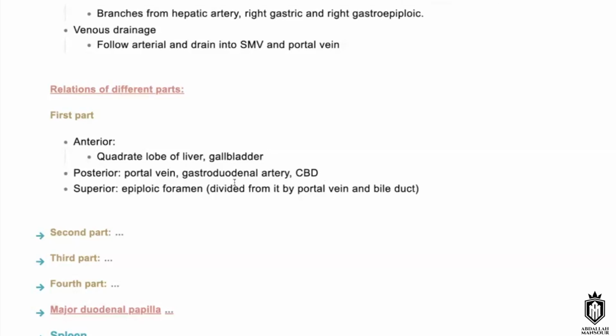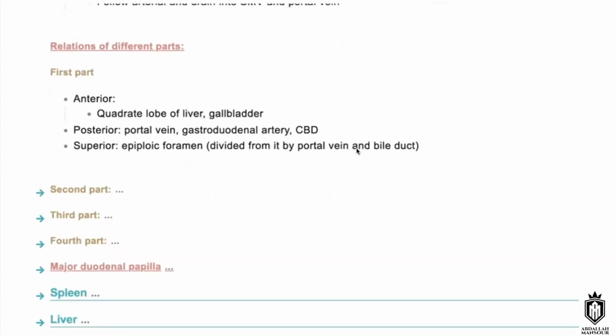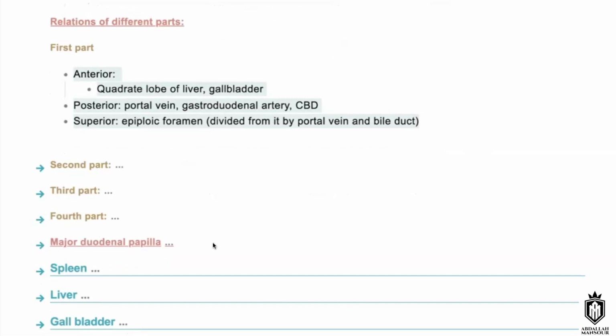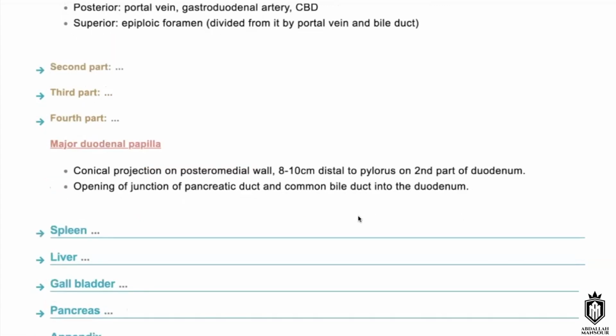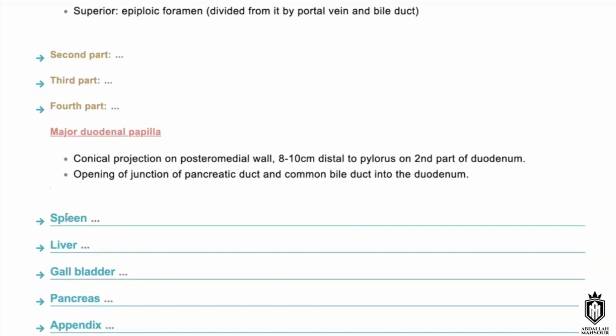All right. The superior relation obviously is very important because you do have the epiploic foramen, which is the entrance to the lesser sac, and that's an important question that will come later on. That's why I like to always ask the first part of the duodenum, because this is the main area. Okay, there is something called the major duodenal papilla, and this is basically where the major pancreatic duct enters the duodenum in the second part of the duodenum, sorry.